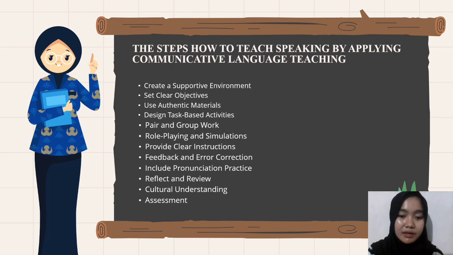And then number 8, feedback and error correction. Provide constructive feedback on student performance, focus on positive aspects, and offer suggestions for improvement. Foster a supportive environment where students see errors as opportunities for learning. Number 9, include pronunciation practice. And then number 10, reflect and review. And number 11, cultural understanding. Number 12, assessment.